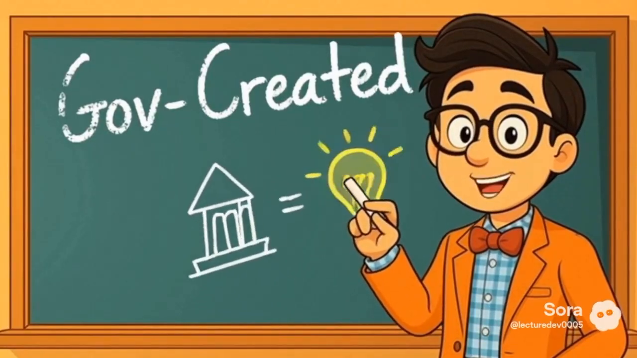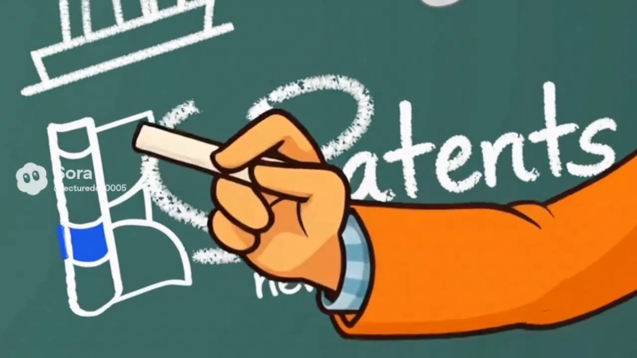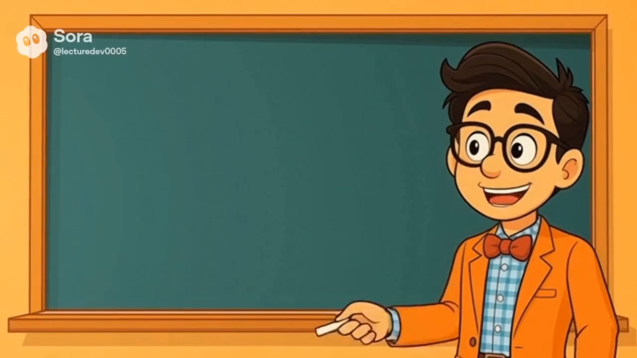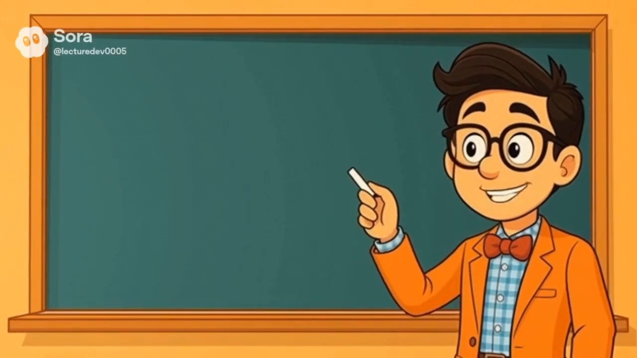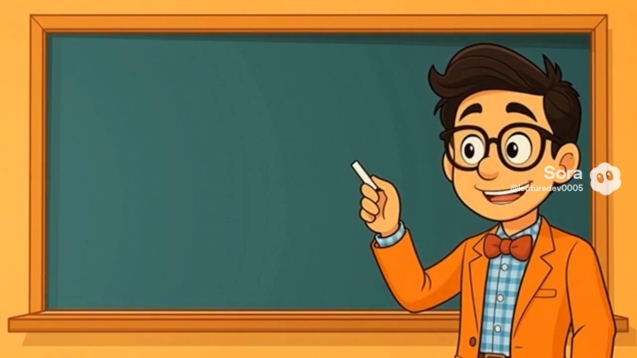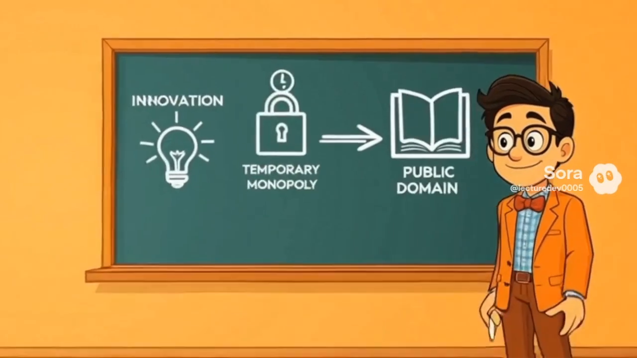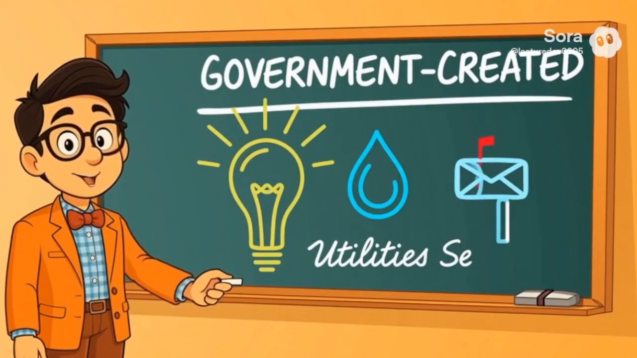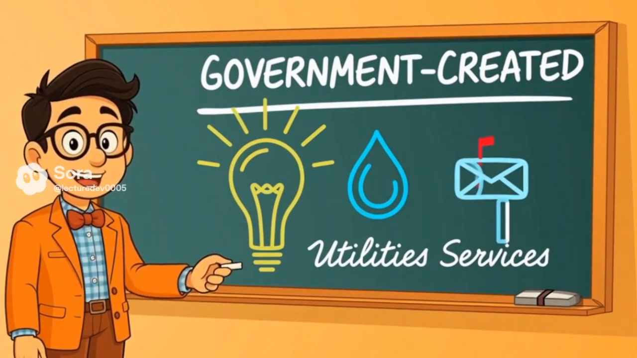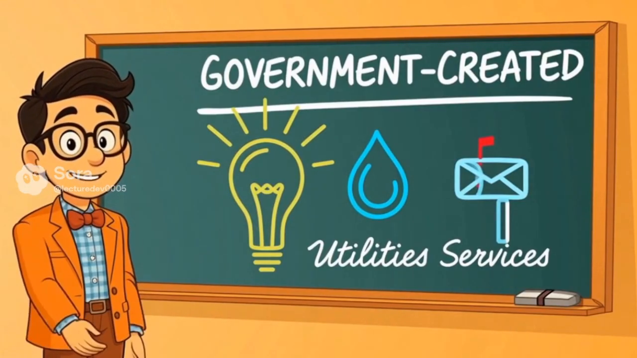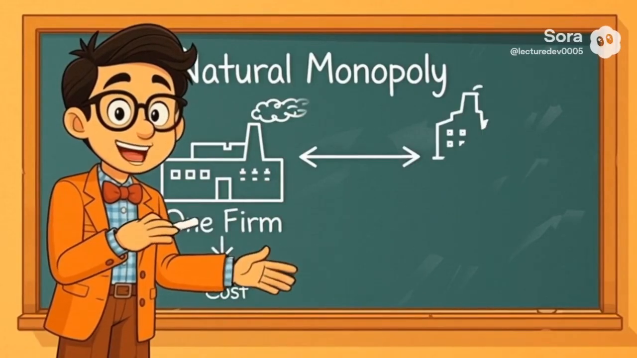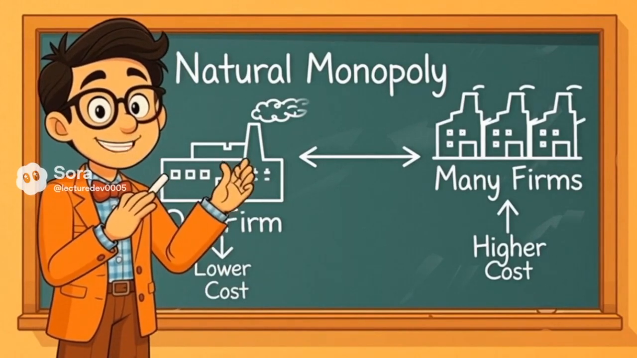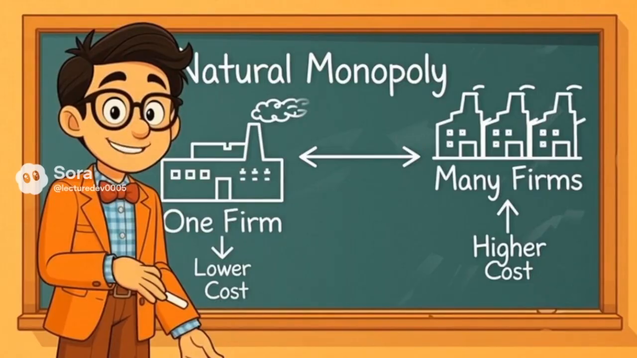Government-created monopolies often arise to encourage innovation, like patents for new inventions or copyrights for creative works. By giving inventors temporary monopoly power, society rewards innovation while eventually allowing the product to enter the public domain. We also see government-created monopolies in industries where having multiple providers would be impractical, such as certain utility or postal services. The third major source is the natural monopoly, which occurs when a single firm can supply the entire market at a lower cost than multiple firms could.